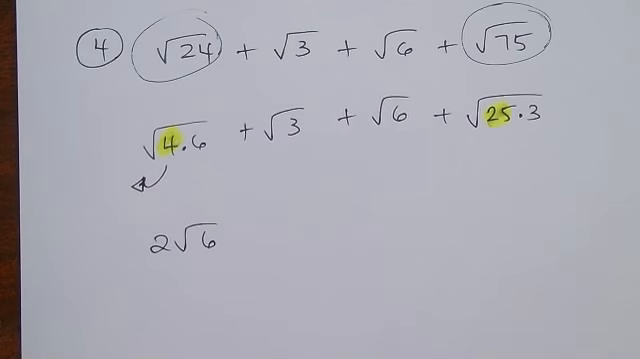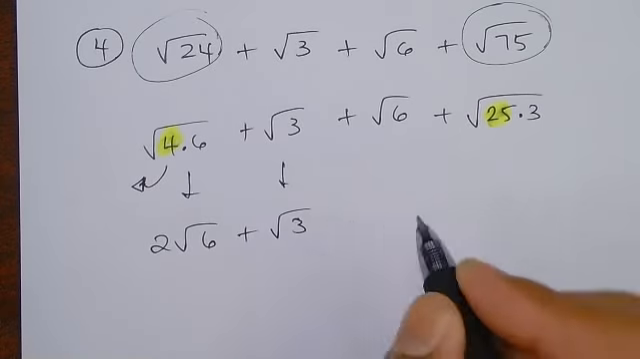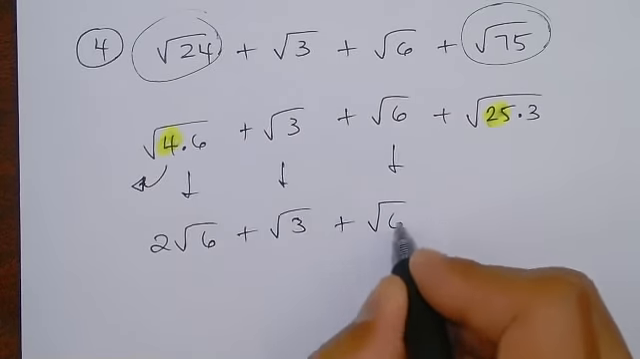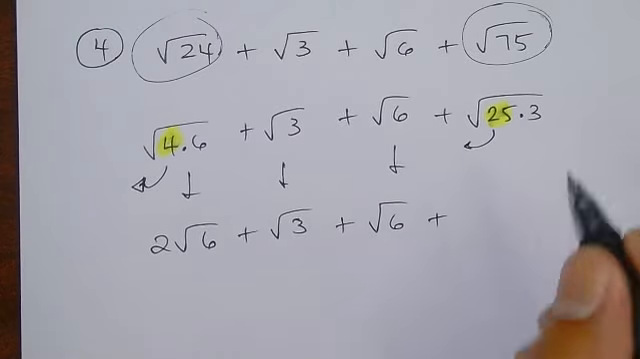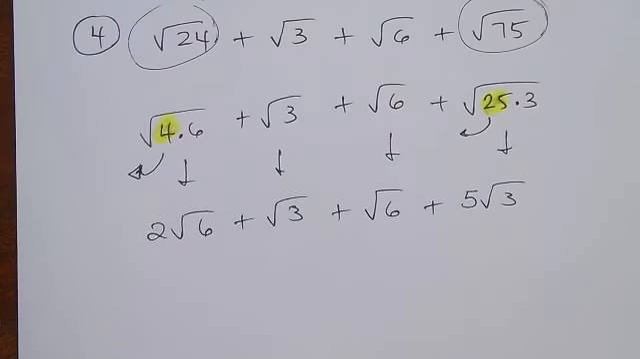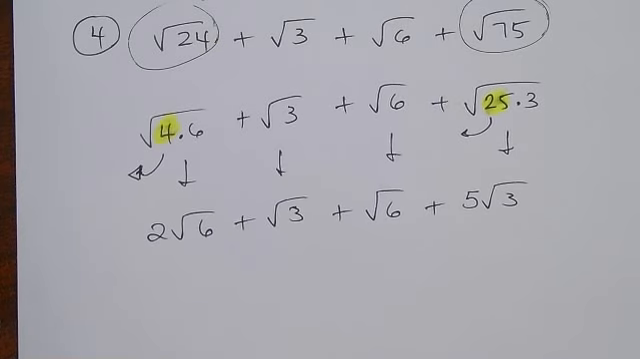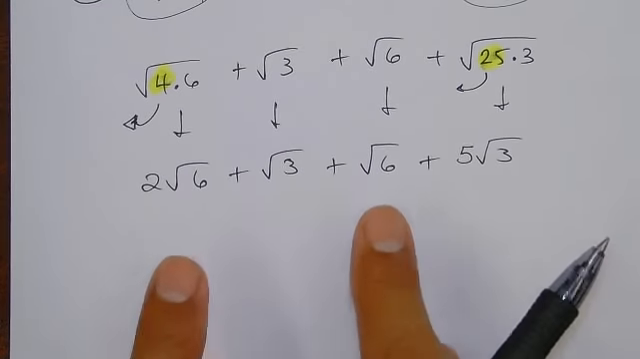When this 4 comes out, isn't that going to be 2 root 6? 2 root 6 plus this one never changed, plus this one never changed, plus, oh yeah, this has to come out. The square root of 25 is... Is that right? Yeah, I think it's good. Okay, now what?